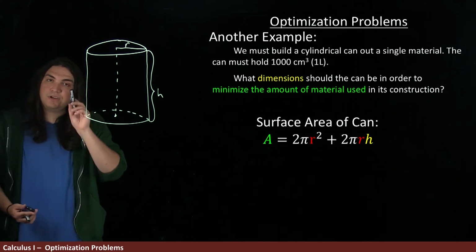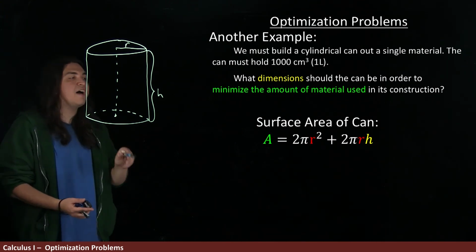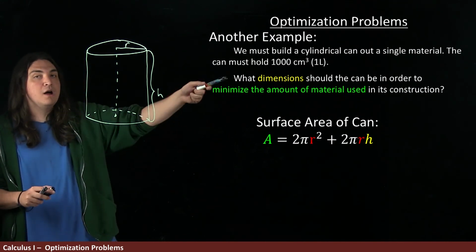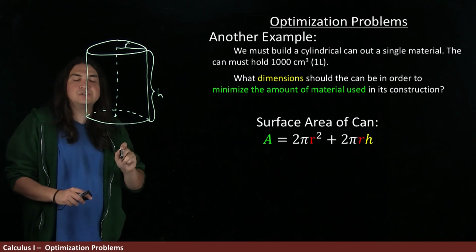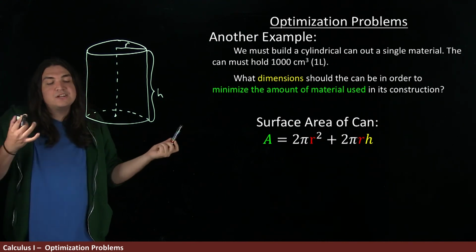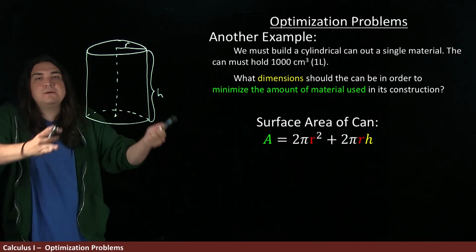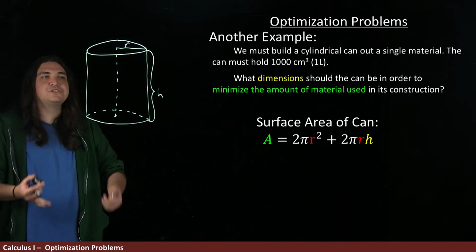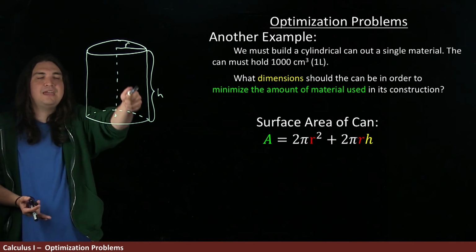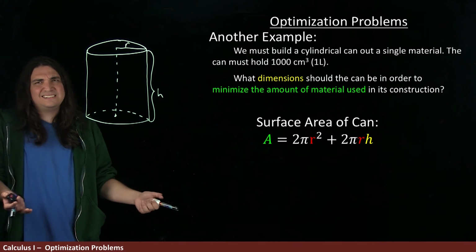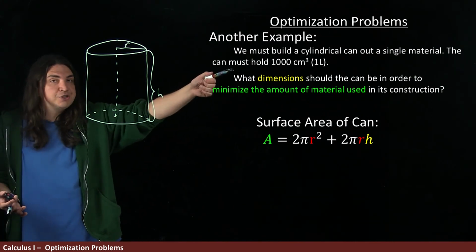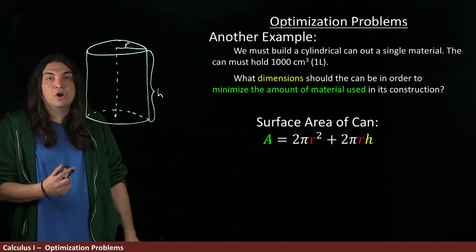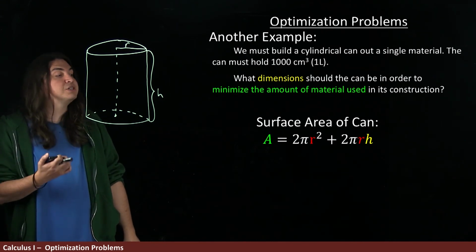Well, I have a constraint. Specifically, I have a constraint in the form of this volume requirement. I need this can to hold 1,000 centimeters cubed. If that constraint wasn't there, I could just minimize the surface area of this can by making everything 0. It seems kind of a cheap answer, but it'd work. But I need to make sure that the volume of this can is 1,000 cubic centimeters.